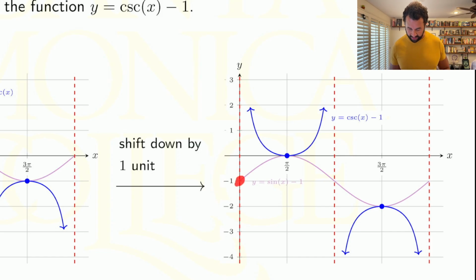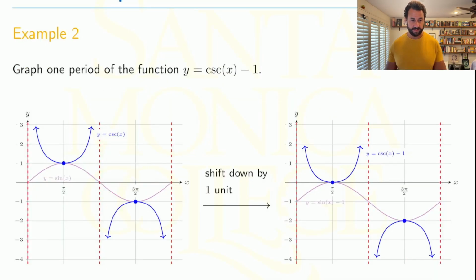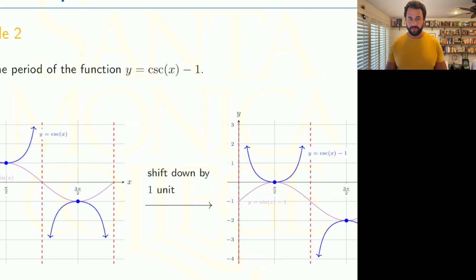So everywhere that sine crosses that midline, we're going to have a vertical asymptote for cosecant. And then that's pretty much it. Then you can just go like that and like that. And that is the shifted version of cosecant. All right, so that's the idea. Do this.